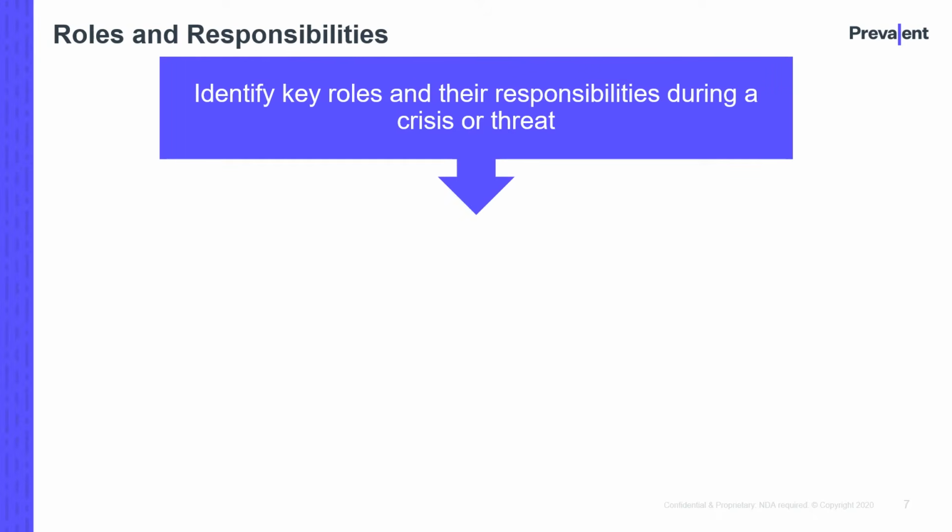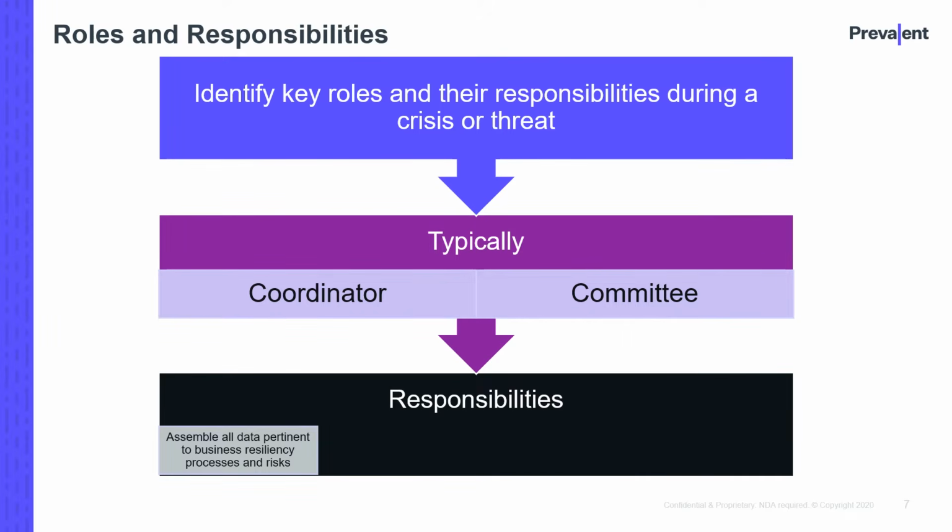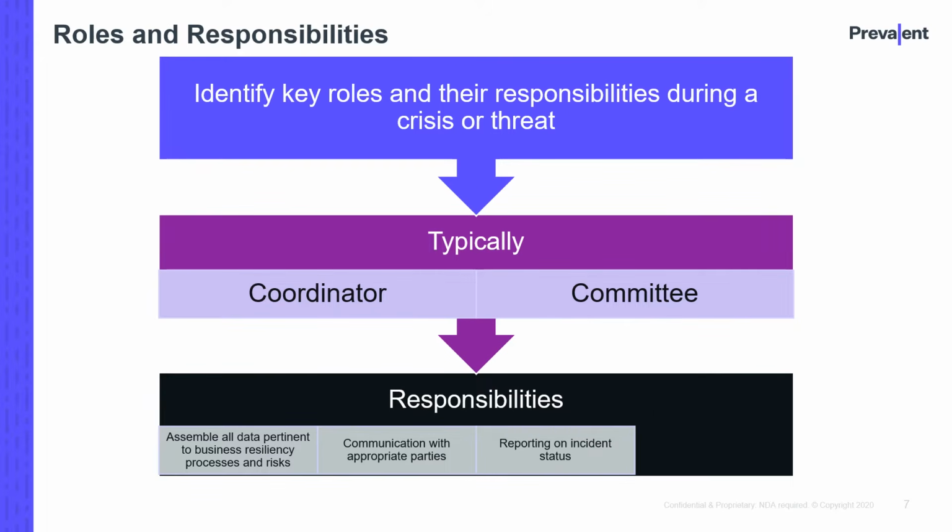Make a note of internal stakeholders and their roles in resiliency planning. This would typically include a business resiliency coordinator and also a committee that they would work with to meet their responsibilities. This includes assembling all pertinent data, communication with the appropriate parties, reporting on incident statuses, and being the main point of contact for the senior management team.